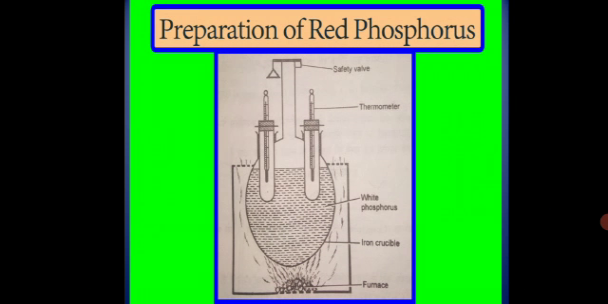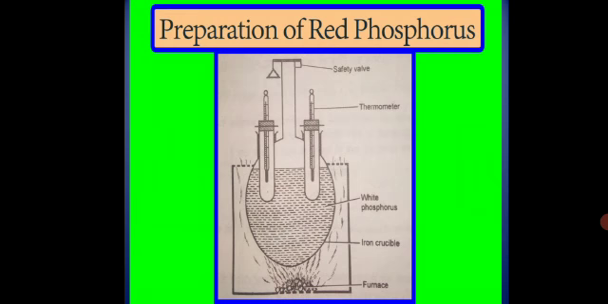Red phosphorus is obtained as a hard mass. It is powdered and boiled with caustic soda solution to dissolve any residual white phosphorus present. Red phosphorus remains undissolved. It is thoroughly washed with water and dried.